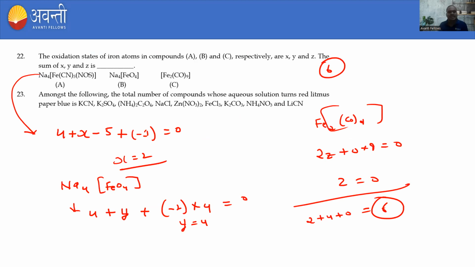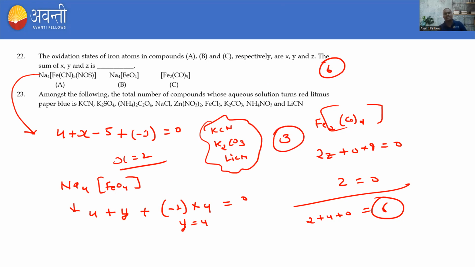The next question is: among the following, the total number of compounds whose aqueous solution turns red litmus paper blue. Red litmus paper turning blue means they are basic in nature. Right, so we all know this thing. Whenever they turn red into blue, they are basic in nature. So in this, KCN, K2CO3 and LiCl, these all are basic in nature. That's why they turn litmus paper blue. So the correct answer is 3 for this.